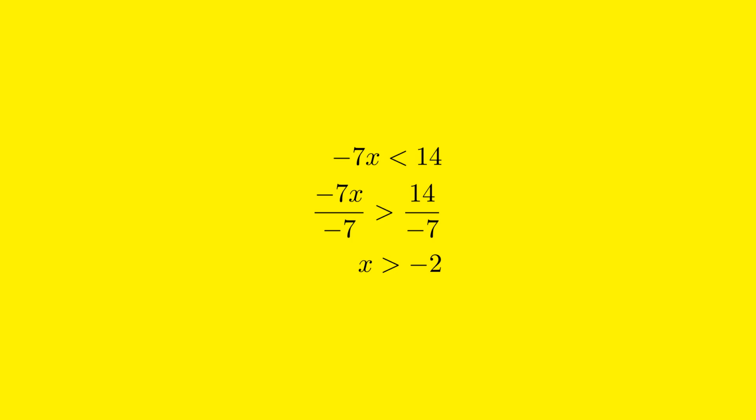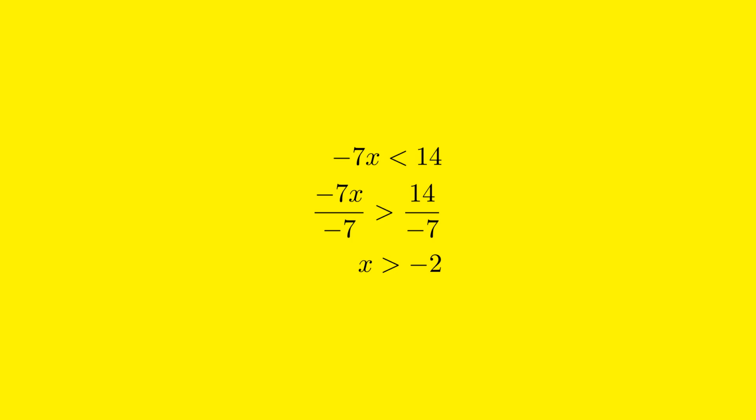To isolate x, we divide both sides of the inequality by -7. The inequality before division is -7x is less than 14. We divide the left side by -7, which gives us x. Since we are dividing by a negative number, the inequality sign will reverse from less than to greater than. On the right side, we divide 14 by -7, which simplifies to -2. This gives us the new inequality, x is greater than -2.